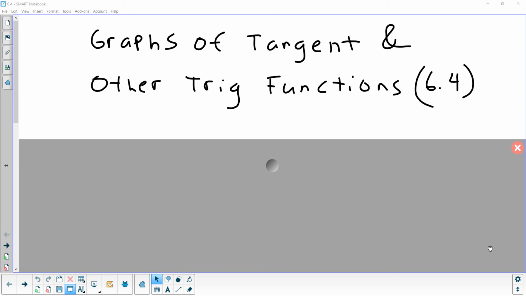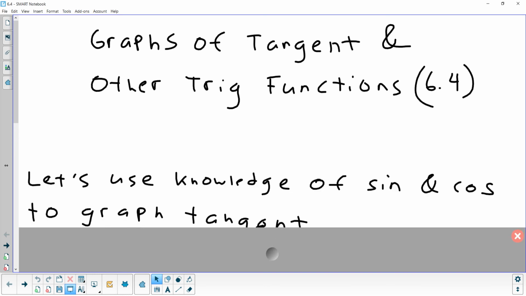All right, so I'm going to start off by taking a look at section 6.4, which is on graphing the last 4 trig functions that we haven't looked at yet. We're not going to be doing any sketching really by hand. We did a lot of that when we did sine and cosine. So we're going to focus mainly on how do we do it on the calculator, and then some other things on the calculator as well.